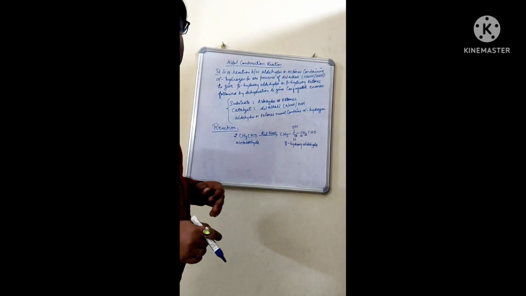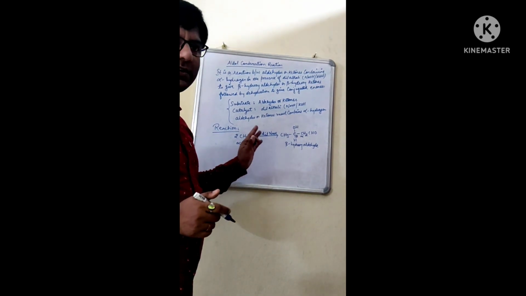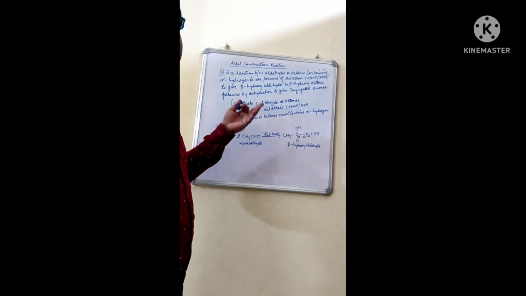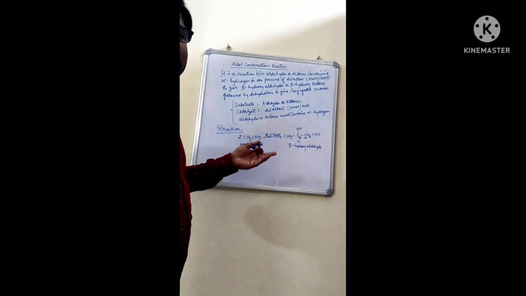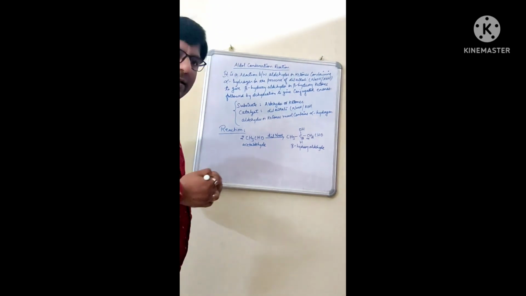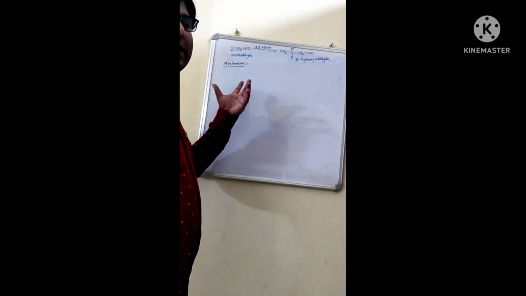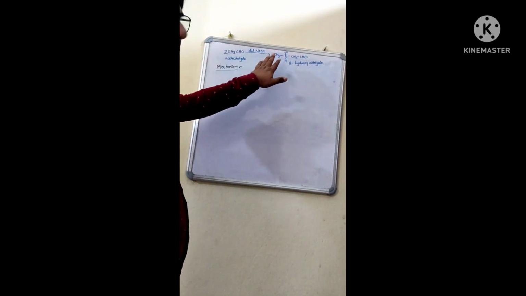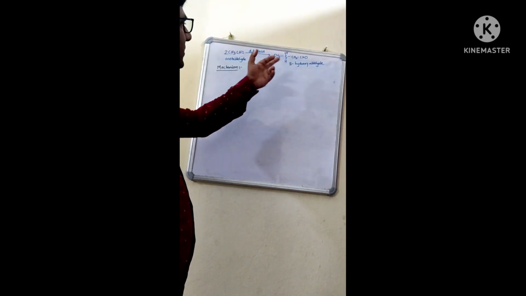Now let us see the mechanism of it, how we are coming to this product and why we are calling this aldol condensation, why we are studying it in the enolate reactions. What are enolate ions and how they are formed. Now let us see the mechanism of this aldol condensation reaction. So students, this is the general scheme of this aldol reaction, as I told you.